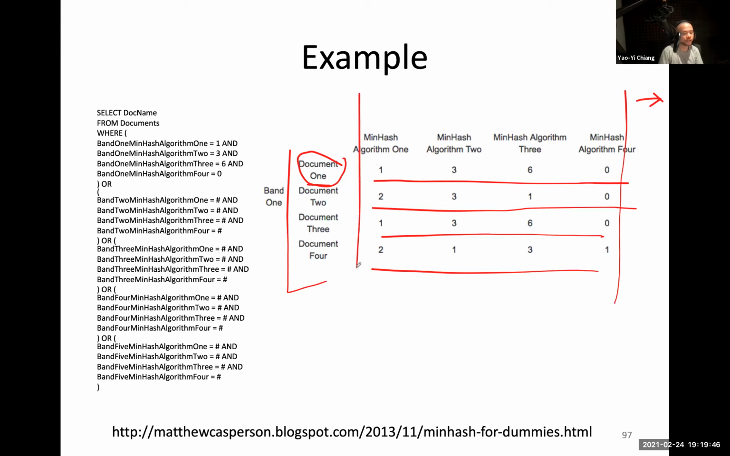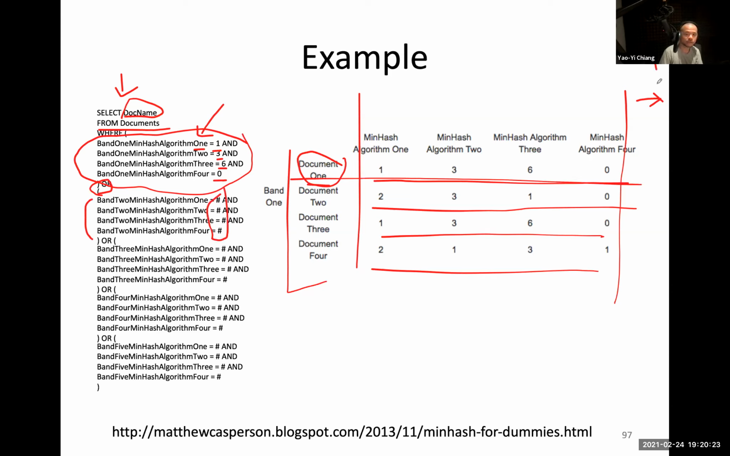If you have this in your database, you'll be able to write a query like this. This is saying let's select the documents from all my documents where the band 1 min hash algorithm 1, first signature equal to 1, second equal to 3, third equal to 6, and 0, right? This is finding all the documents that have exactly the same values in band 1. Or band 2 are the same because we are looking at this document 1. So all these numbers are not listed because they are here. Or band 3, band 4, and band 5, right?